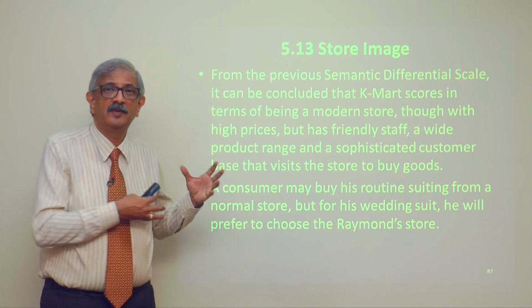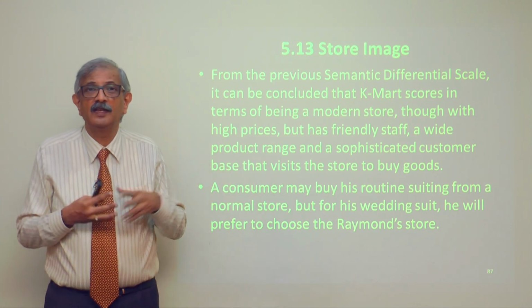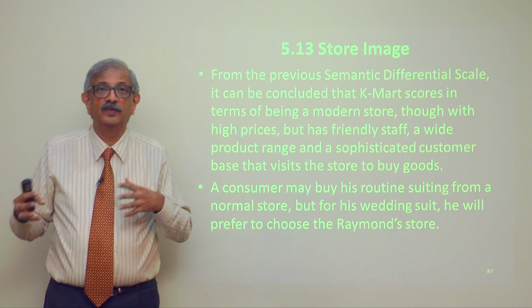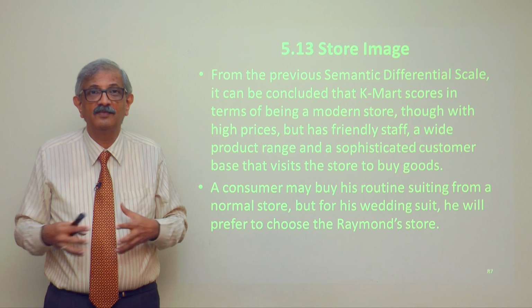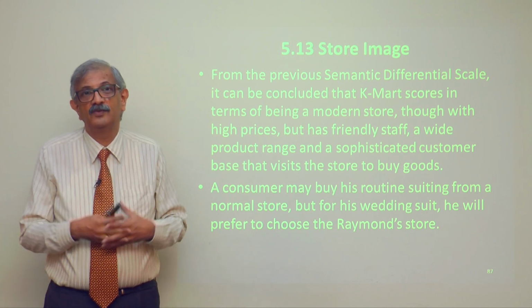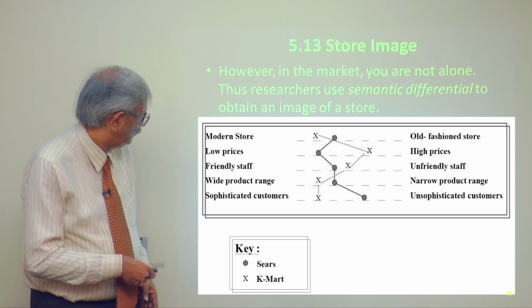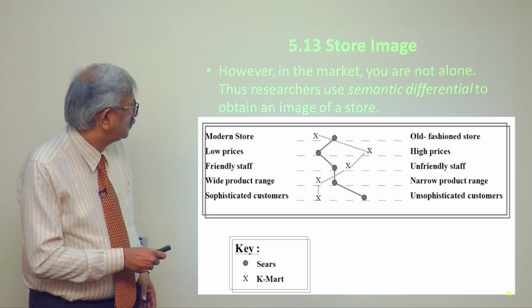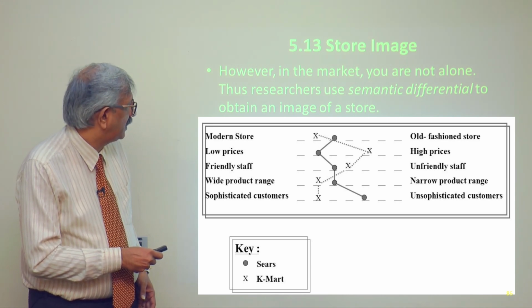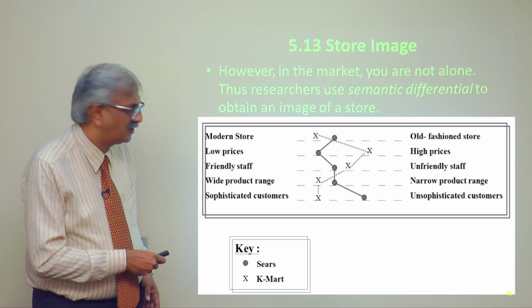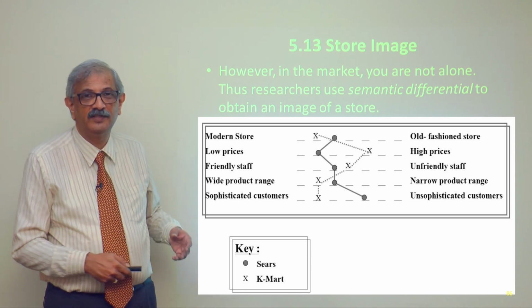From the previous semantic differential scale, it can be concluded that the Kmart store is termed a modern store, though with a high price, but has a friendly staff, a wide product range available, and sophisticated customers visit the store. This is Kmart X. Modern store, high on price, reasonably friendly staff, widest range, and a sophisticated customer visits there.